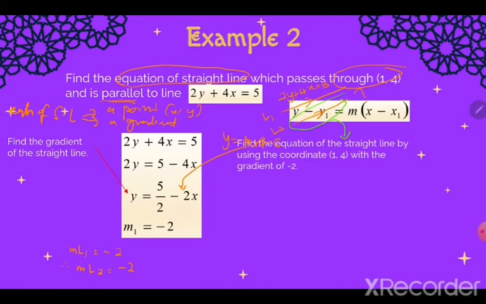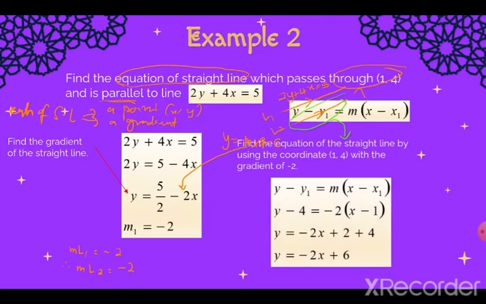By using this formula, y minus y1 equals m times x minus x1, we just substitute all the values, because (1, 4) is actually (x1, y1). So we substitute the values and then we will have y equals negative 2x plus c. So what is y equals negative 2x plus c? The equation of line 2 there. Okay, can you follow? Simple, right?